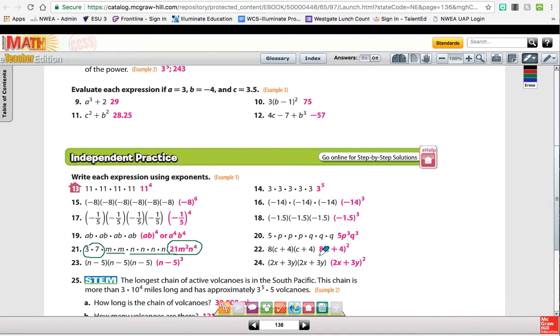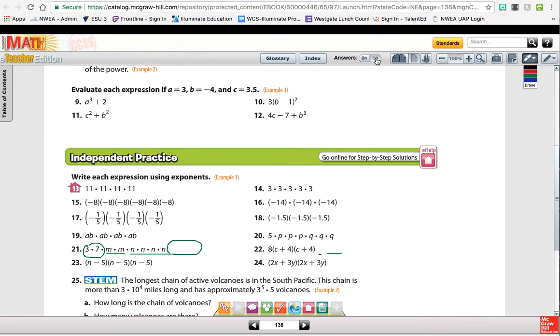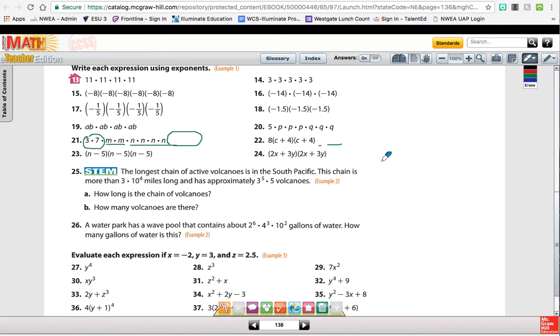For number 22, we're just going to have 8 times c plus 4, the quantity squared. The next one we're going to look at on page 138 is number 26. Number 26 says a water park has a wave pool that contains about 2 to the 6 times 4 to the third times 10 squared.